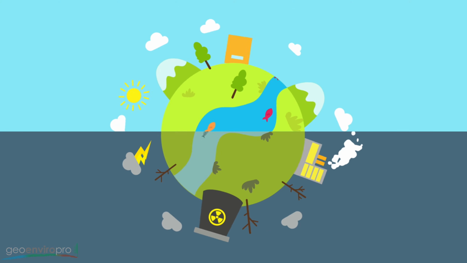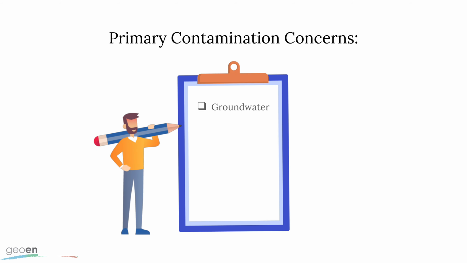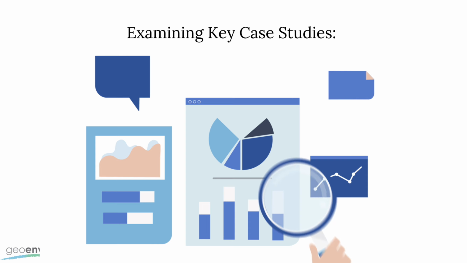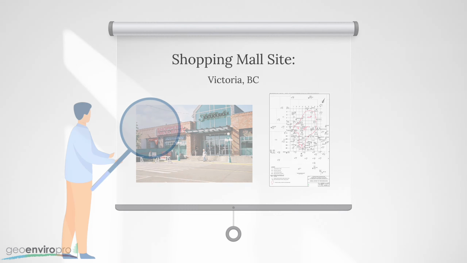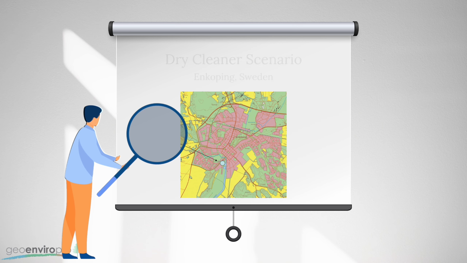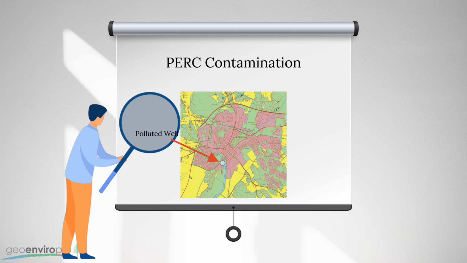However, its widespread use led to significant environmental concerns, primarily groundwater, soil, and soil vapor contamination. Key case studies reveal the depth of these issues. During our webinar, we examined a shopping mall site and a scenario in a small city west of Stockholm, Sweden, where PERC contamination posed significant challenges to local water supplies.